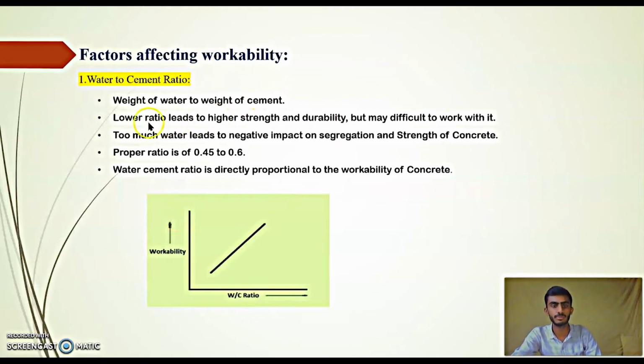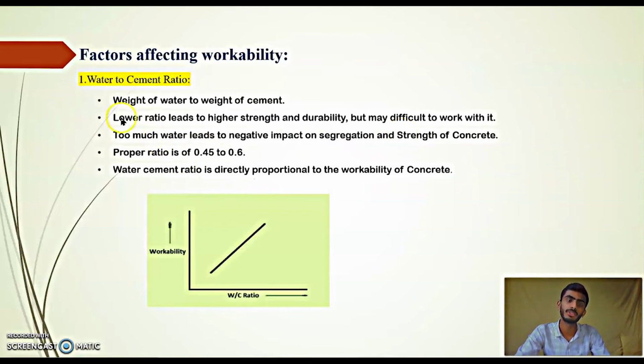So in this point it is told that a lower water cement ratio leads to high strength and durability, but it may be difficult to work with it. It will be difficult to place the concrete. Too much water has a negative impact on segregation and the strength of concrete. As the upper point says, a lower ratio leads to high strength, but too much water added to the concrete will cause segregation and directly affect the strength of concrete.